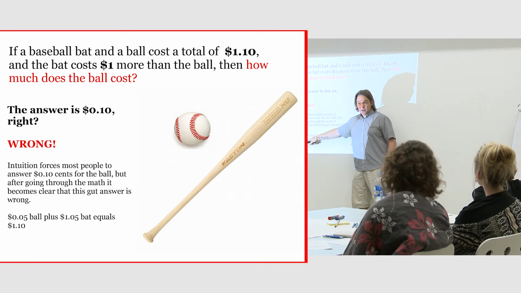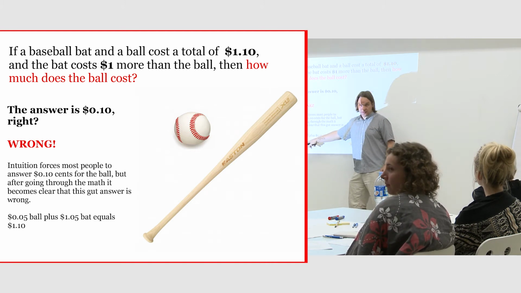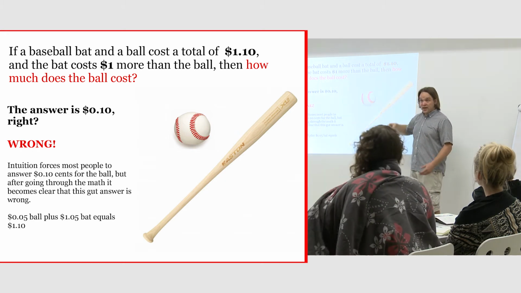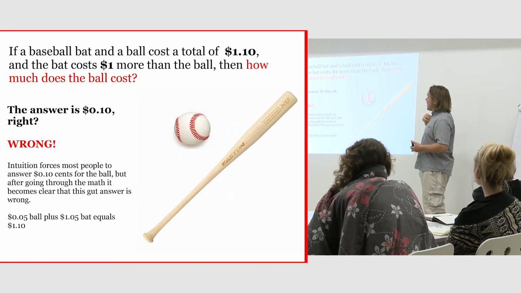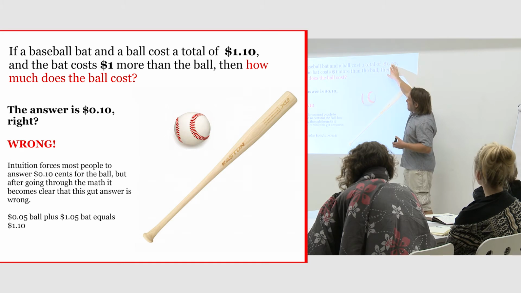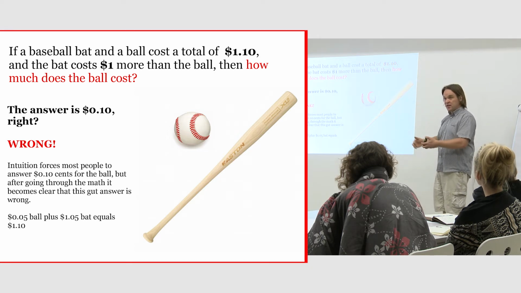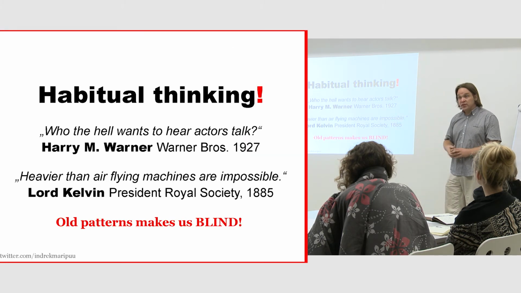If the ball costs 5 cents, then the bat costs $1.05, and together they are $1.10. But you say 10 cents because your brain takes this shorter way. Our brain looks, and we are not even too involved. One number and second number, and I can use them to calculate the third one. 1.10 minus $1, it's 10 cents, the answer is 10 cents. So we are not thinking that much, usually. And it's actually called habitual thinking.